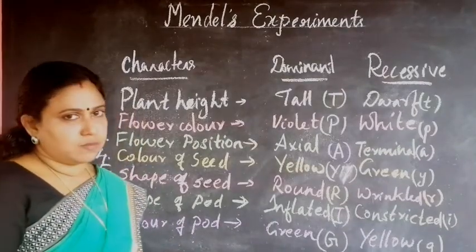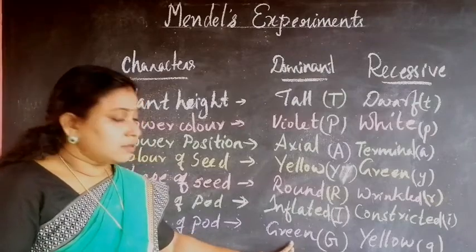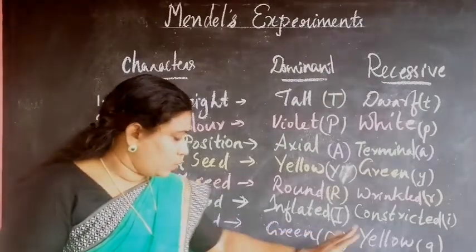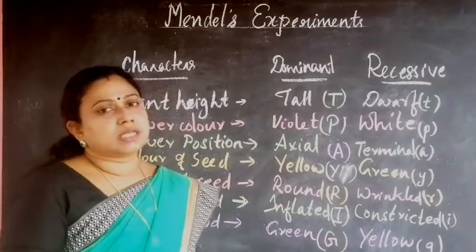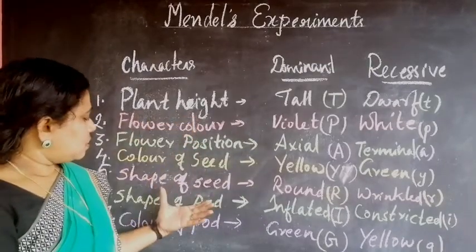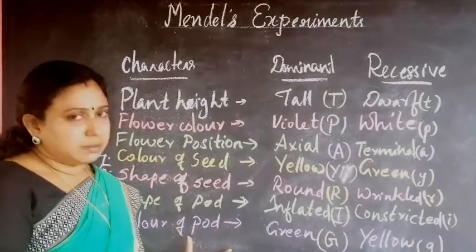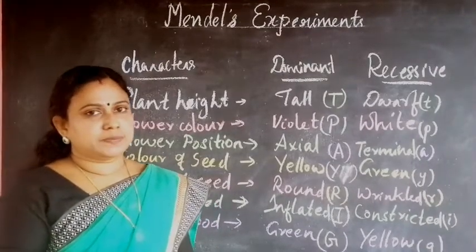Color of the pod is the next character. Mostly the pods are green in color, and rarely we can see yellow. So the dominant one is green and yellow is the recessive color. So these are the characters taken by Mendel for doing his experiments in pea plant.